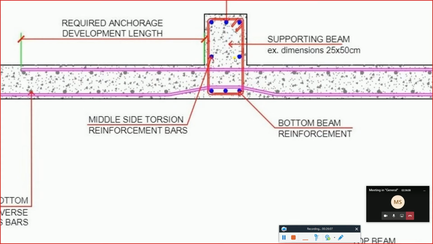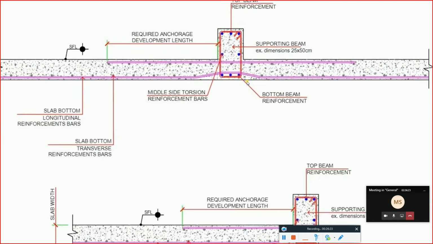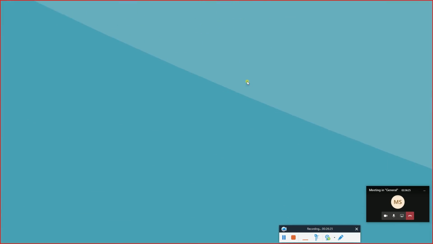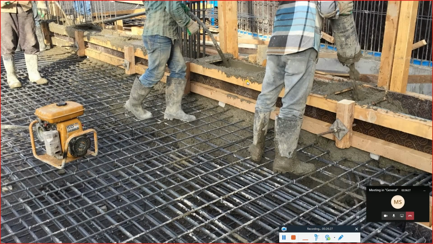Normally we keep them if the depth of the beam is going to go more than 750. Normally here, or according to the BS, if it's going to go more than 750, then you need to supply face or side bars. Okay, so this is an example of an inverted beam. You can see that the inverted beam is going above the level of the slab.